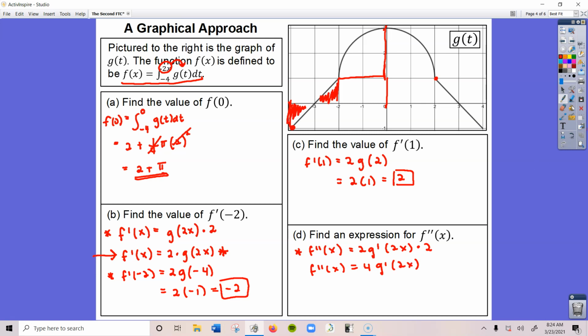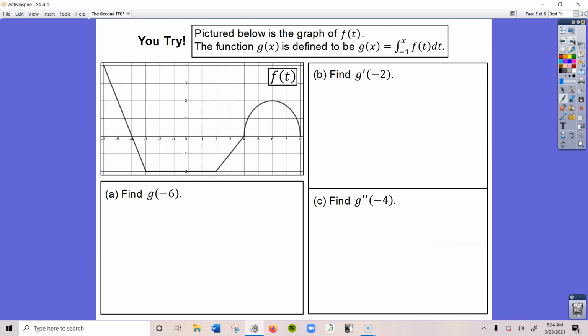Now, let's try another example. Here we have the graph of f of t, and g of x is defined to be the integral from -1 to x of f of t dt. So if we want to find g of -6, we would have to plug in the -6 into x. So g of -6 is going to equal the integral from -1 to -6 of f of t dt.